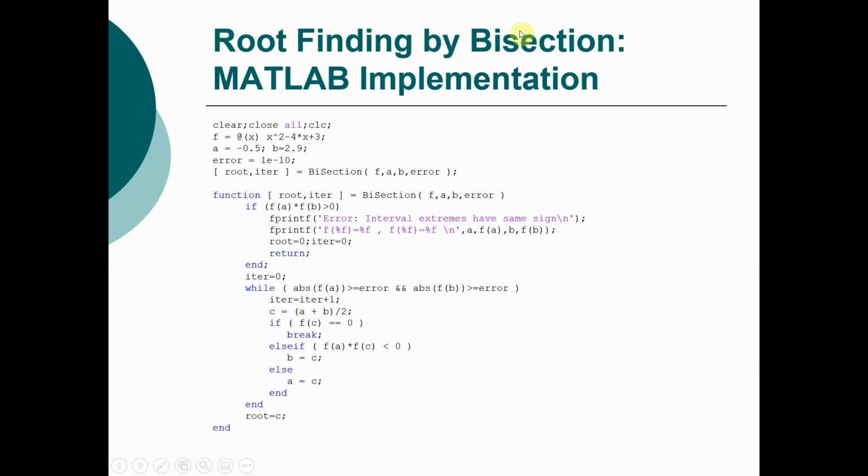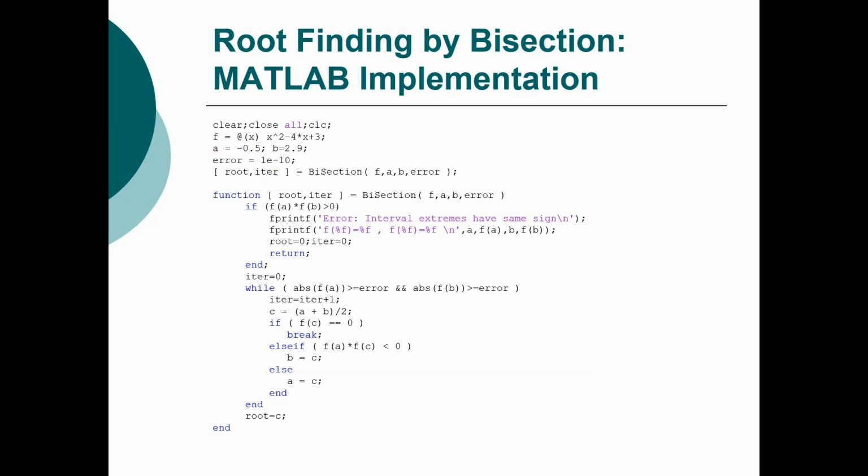This is a MATLAB function that implements the bisection method. We take a function, and here is the function handle that we have. We are always given 2 points on that function, f of a and f of b, that have opposite signs. These are the 2 points that the function takes as input. We also say that we want to find one of the roots with this much error.